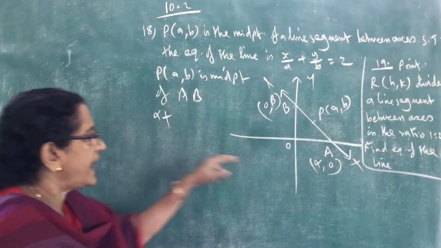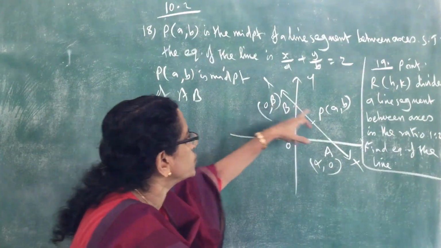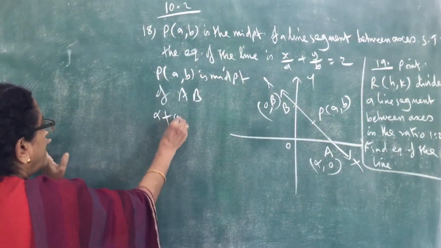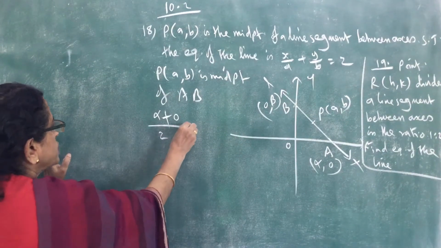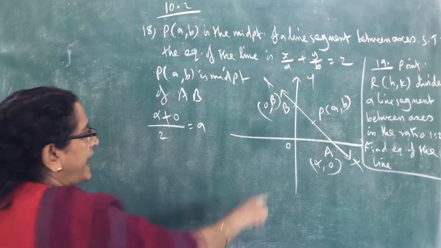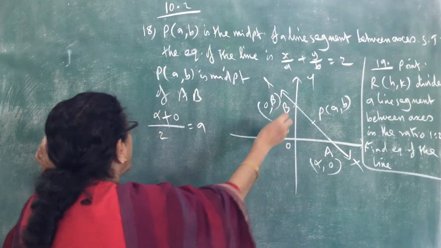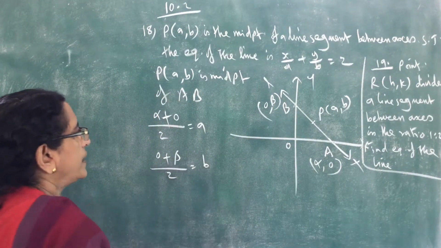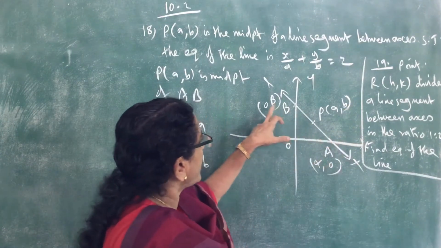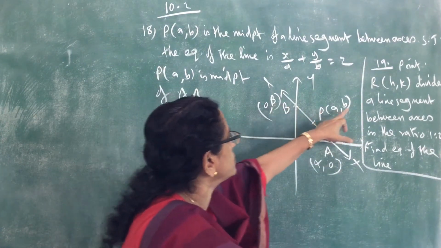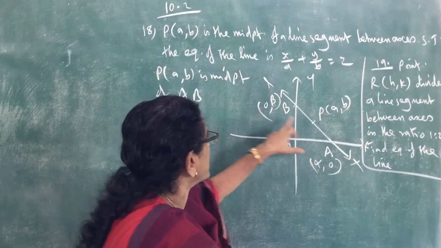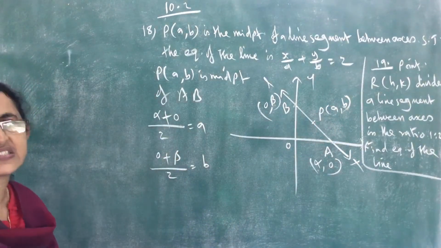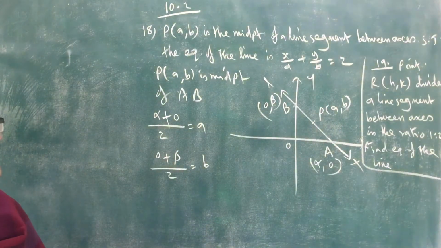The x-coordinate: alpha plus 0 divided by 2 equal to a. And the y-coordinate: 0 plus beta divided by 2 equal to b. So the x-coordinates plus x-coordinates by 2 gives a, and the y-coordinates plus y-coordinates by 2 gives b. Using this we can find alpha and beta, the x-intercept and y-intercept.